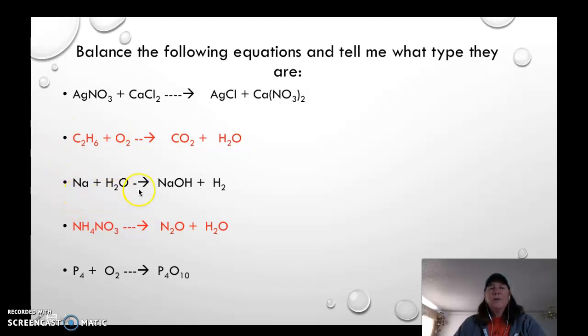Okay, here, start with 2, end with 2, so it's single or double. I got an element by itself, so it's got to be single. Okay, here I start with 1 compound and I break it down into 2. So if I break it down, that means it's decomposed. That's decomposition. And here I have 2 things and they combine to form 1. That would be synthesis.